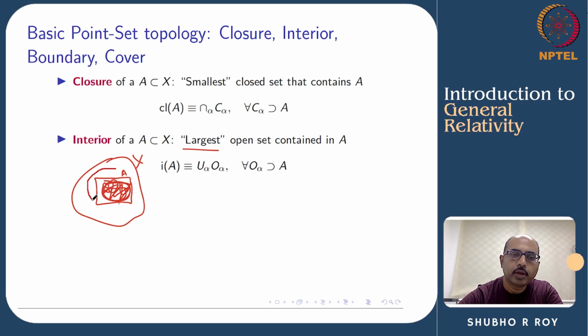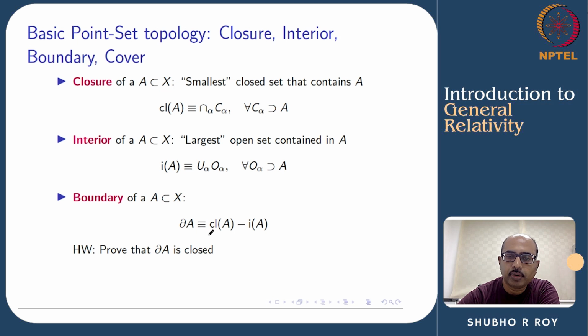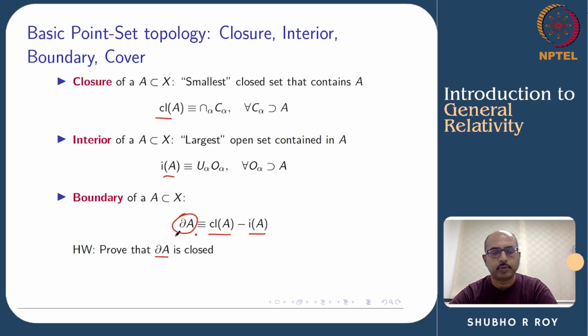So we have the closure of A, the smallest closed set which contains A, and the interior, which is the largest open set contained inside A. And then, as you can imagine, the difference between these two is called the boundary of A. So the boundary of A is given by the difference of the closure of A and the interior of A. Closure is denoted by the symbol cl of A, interior is I of A, and the boundary is given by curly delta of A.